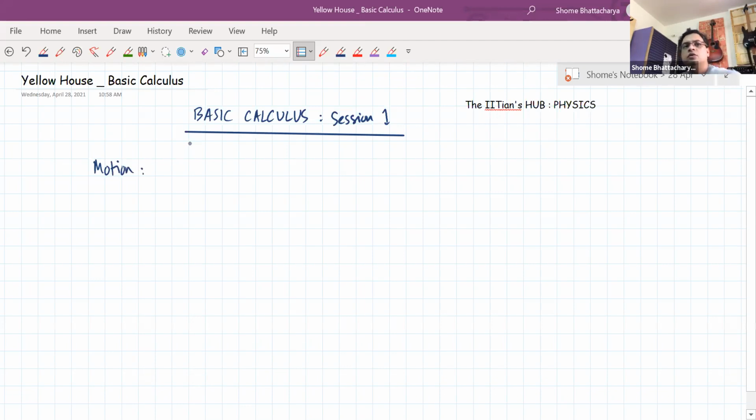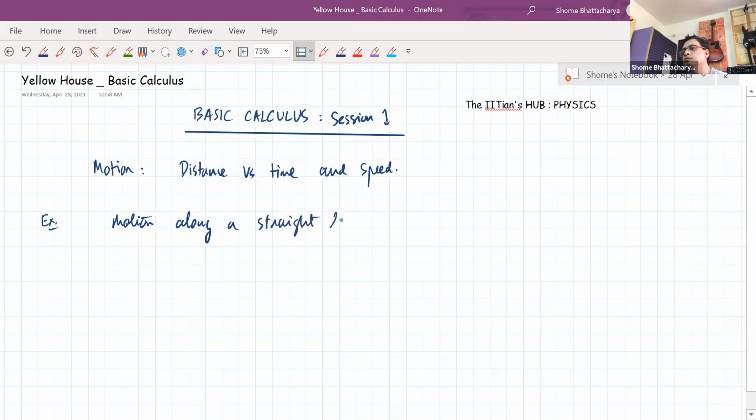and in motion we are talking about things like distance versus time, and the concept of speed. To simplify things further, let's take an even easier example. Let's talk about motion along a straight line. Let's say we have the x-axis and an object is moving along the x-axis.